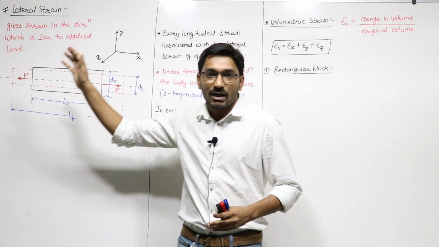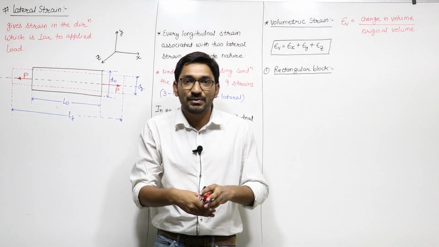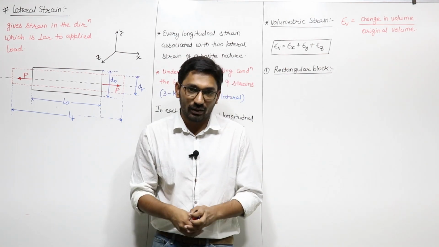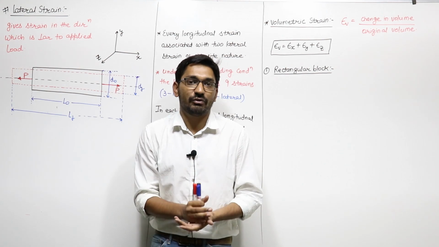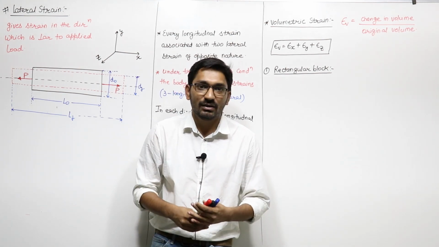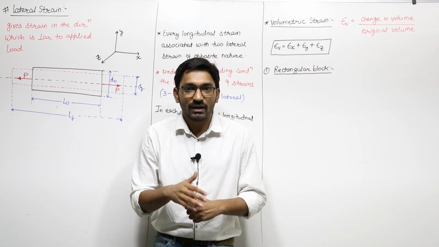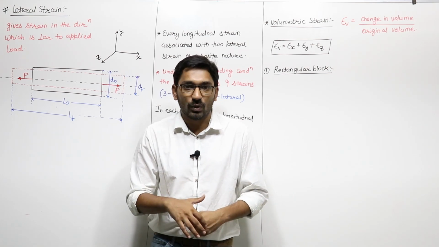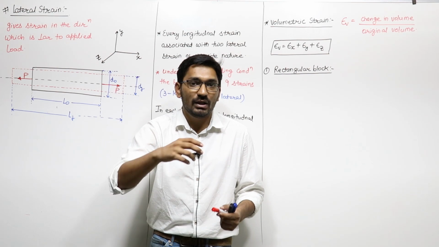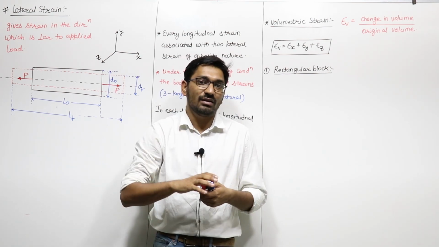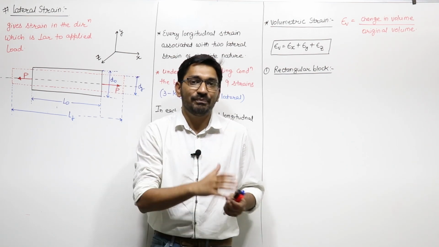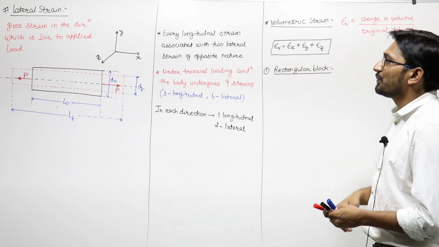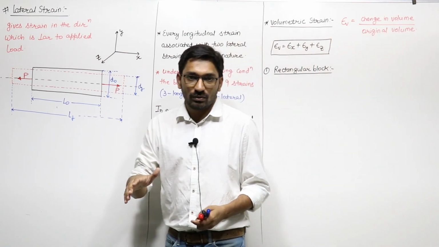Let us discuss what the lateral strain is. We already saw that there are two types of strain, normal and shear. Normal strain is your change in dimension upon original dimension, and it is of two types, longitudinal strain and lateral strain. The longitudinal strain gives us the change in dimension upon original dimension in the direction of applied load. So lateral strain will give us the strain in the direction which is perpendicular to the applied load.